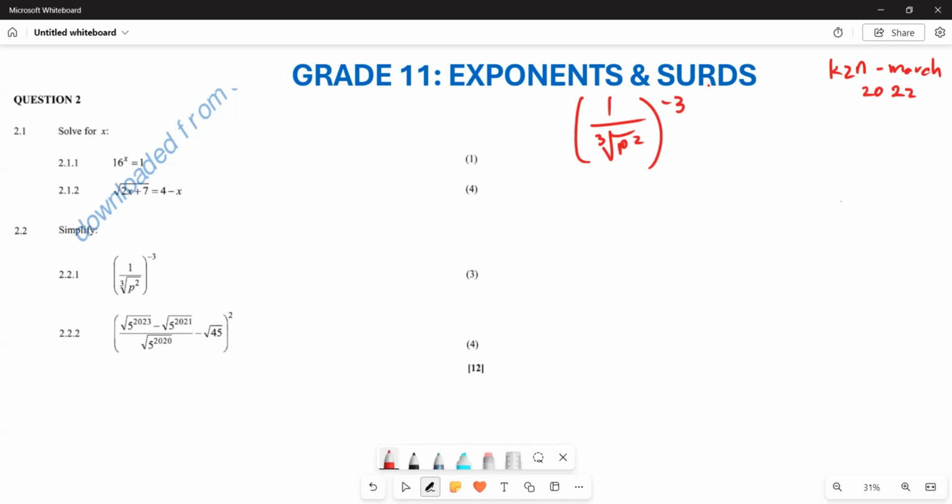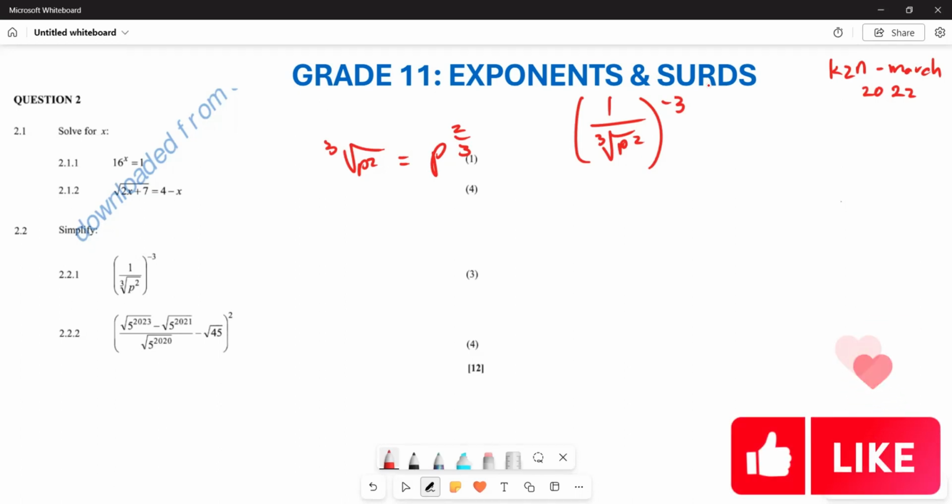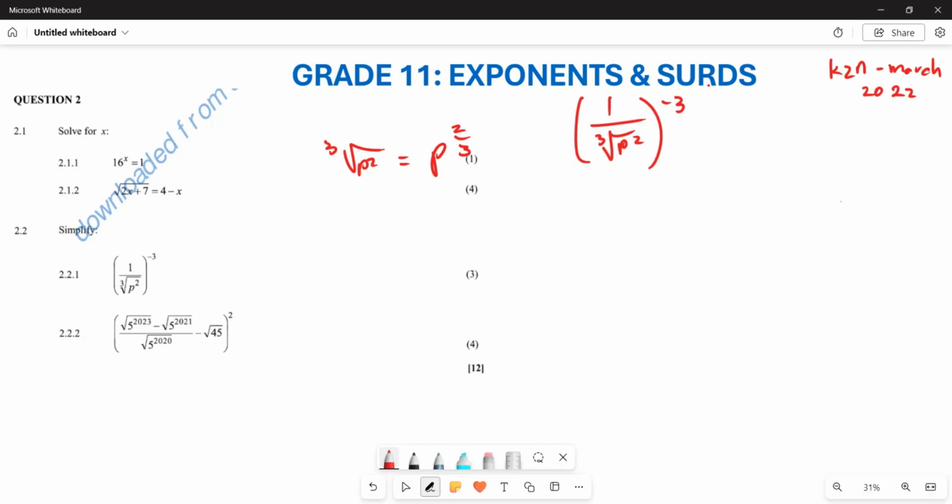Now, let's see. The first thing you can do: remember, this is the cube root of p squared. This can still be represented as p to the power of 2 over 3. These two things are equal. So when you want to get rid of the cube root, you just write it as an exponent.